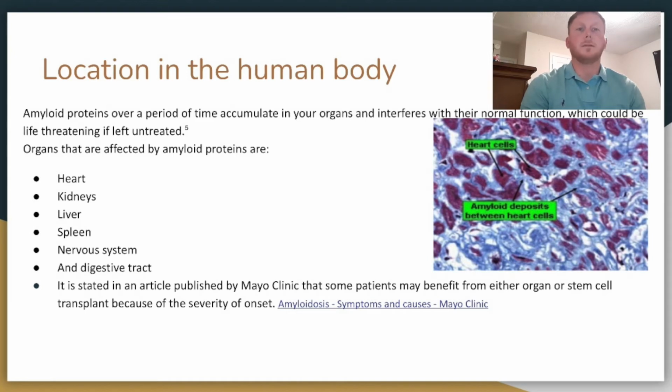Now we can see if this is left untreated, the severity that it can cause to the actual organ itself. If the plaque continues to accumulate, the heart's not going to be able to function as it should, which has life-threatening results. Mayo Clinic, in an article that they wrote, stated that patients of this degree, if left untreated or undiagnosed for a period of time and let this accumulate, most of the patients would benefit from either an organ or a stem cell transplant.